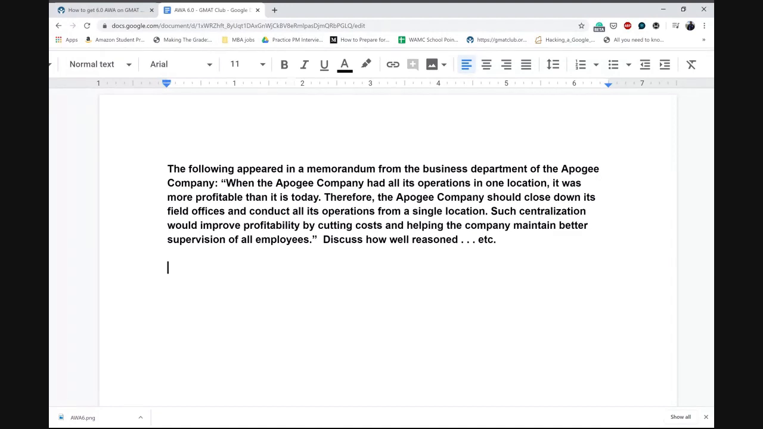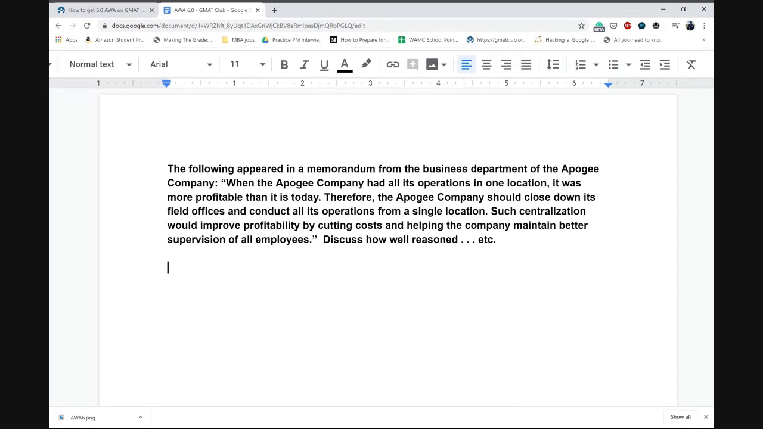The following appeared in a memorandum from the business department of the Apogee Company. When the Apogee Company had all its operations in one location, it was more profitable than it is today. Therefore, the Apogee Company should close down its field offices and conduct all its operations from a single location. Such centralization would improve profitability by cutting costs and helping the company maintain better supervision of all employees.